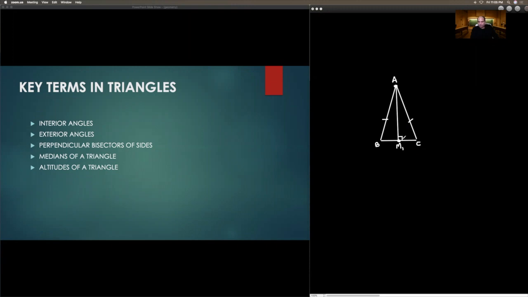of BC, you will see that these three coincide. This is the perpendicular bisector of side BC. It's also the altitude from vertex A. It is also the median between the midpoint of BC and A. So these three coincide, but they do not coincide on this side or on this side.